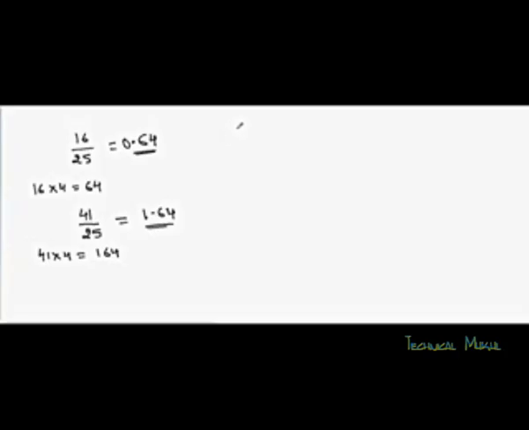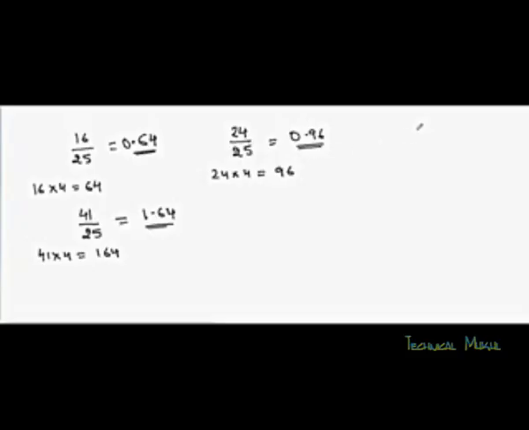Same way, suppose we have 24 and I want to divide by 25. So 24 into 4 is equal to 96. So my answer will be 0.96.